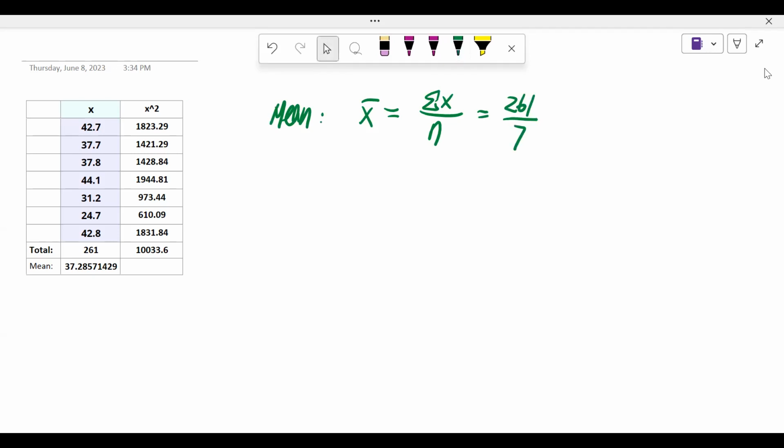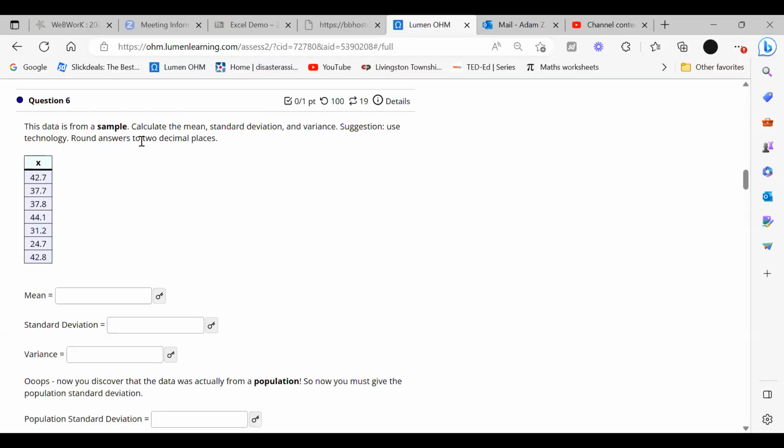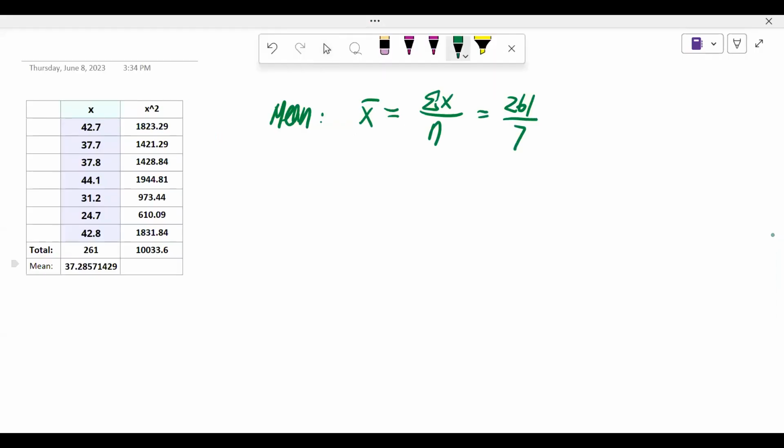And let me see, how many decimals do they want? Is that specified in the question? 2 decimal places, right? So two decimals is enough. That means the mean is approximately, this is the second decimal, the third decimal is 5, so this is approximately 37.29. We get a mean, right?